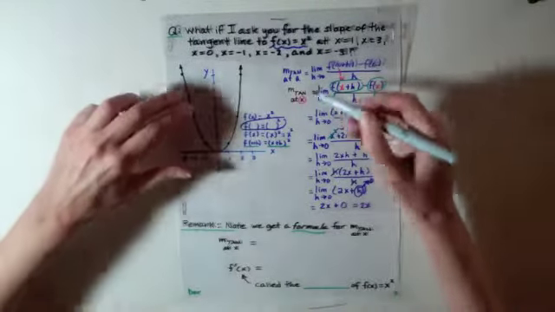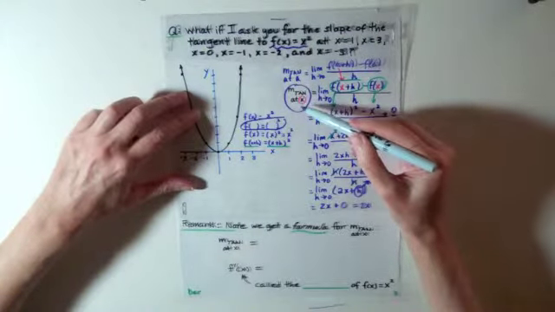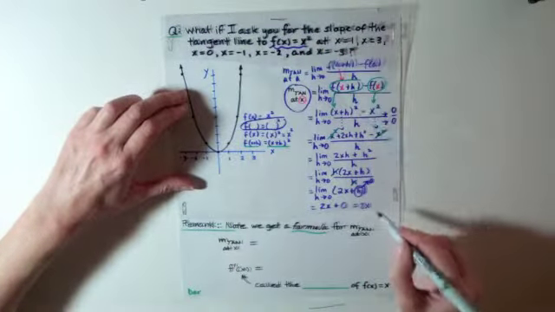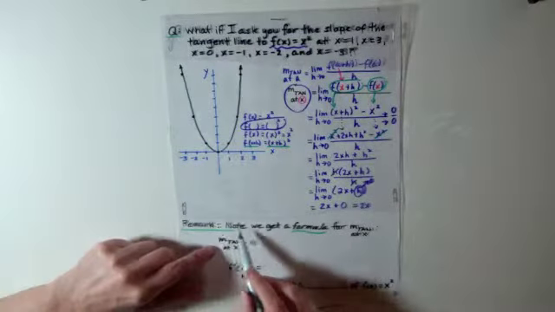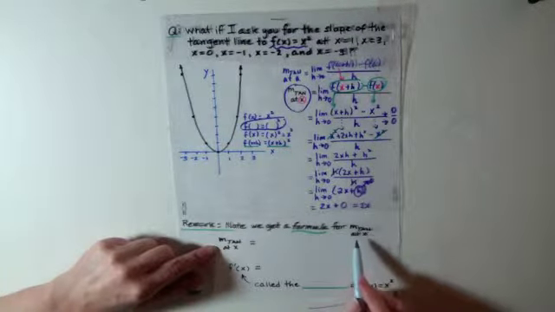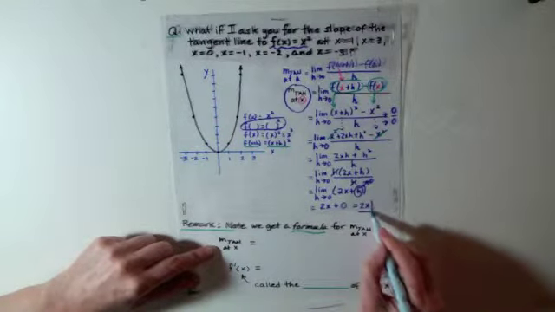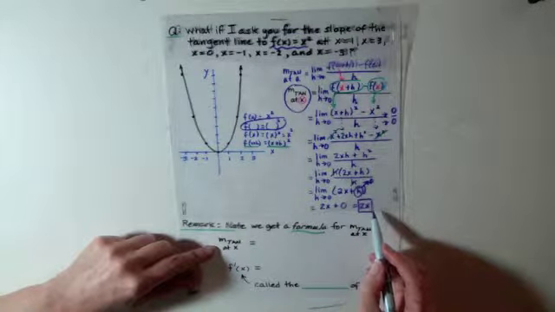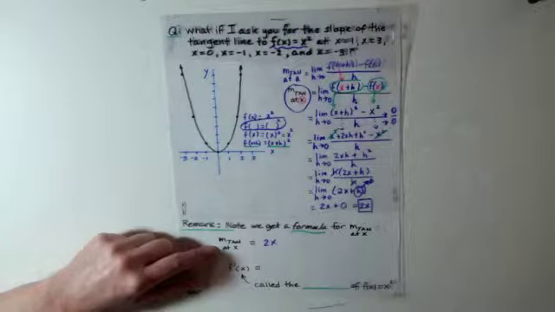Well, what is all of this saying? The slope of the tangent line at any particular x value for this particular example, f of x equal x squared, turns out to be 2x. So I'm just going to write down here, remark, we get a formula for the slope of the tangent line at x. We get the formula that at any particular x value, the slope of the tangent line will be 2 times whatever that x value is. So the slope of the tangent line turns out to be given by this little formula, 2 times x.